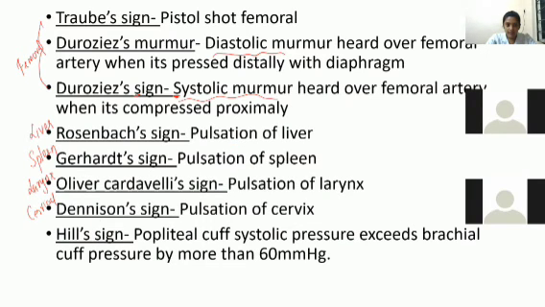Then we are moving on to the legs. In the femoral, Traube sign. Diastolic murmur is a diastolic murmur, and Diastolic sign is a systolic murmur that can be heard. In the liver, Rosenbach sign. In the spleen, Gerhardt sign. Oliver Cadavalli sign is about the pulsation of the larynx. Cervical pulsation is Dennison sign. And if the popliteal cuff systolic pressure exceeds the brachial cuff pressure by more than 60 mm of Hg, it is known as Hill sign.